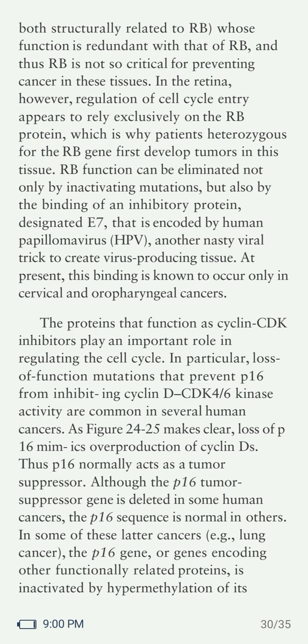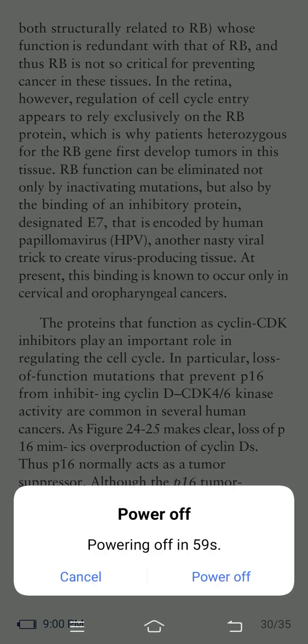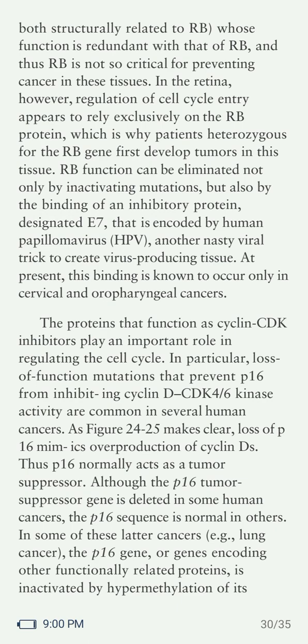RB function can be eliminated not only by inactivating mutations but also by the binding of an inhibitory protein designated E7 that is encoded by human papilloma virus, another nasty viral trick to create virus-producing tissue. At present, this binding is known to occur only in cervical and oropharyngeal cancers.